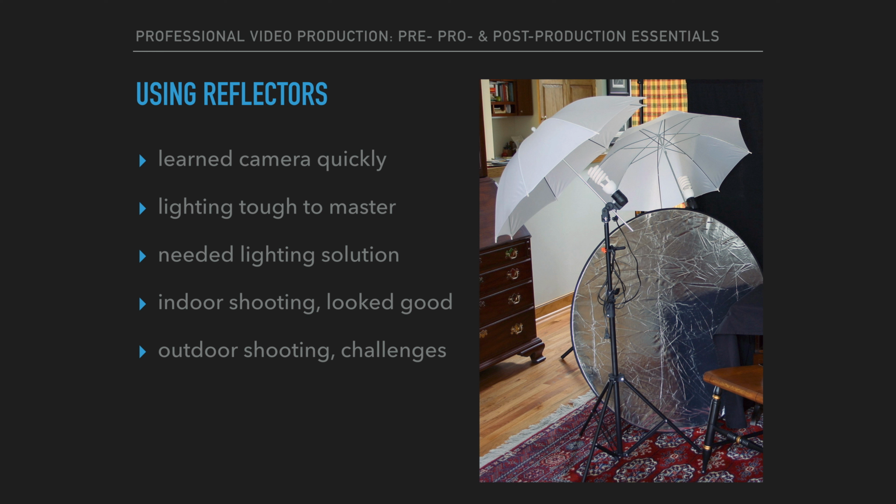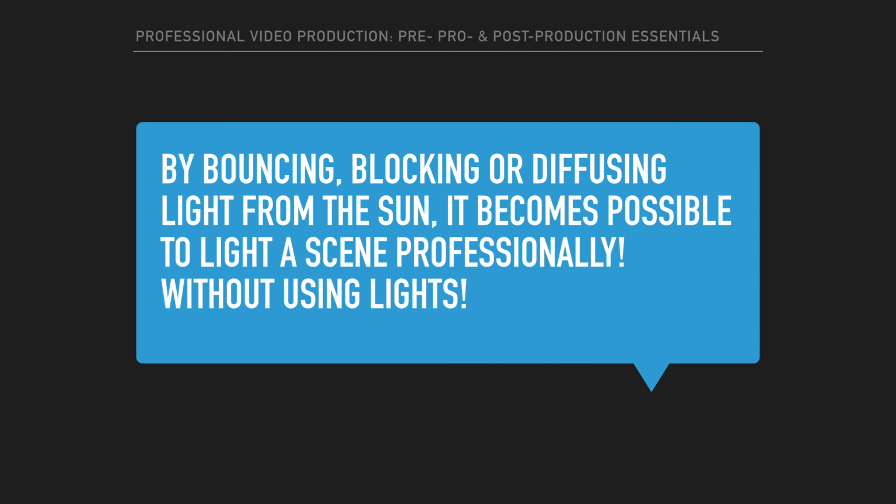A much easier solution is to just bring a couple of inexpensive and very lightweight foil reflectors and bounce cards. By bouncing light from the sun with a reflector or a bounce card, or blocking light from the sun, or even diffusing the light, it becomes possible to light a scene professionally but without using lights.